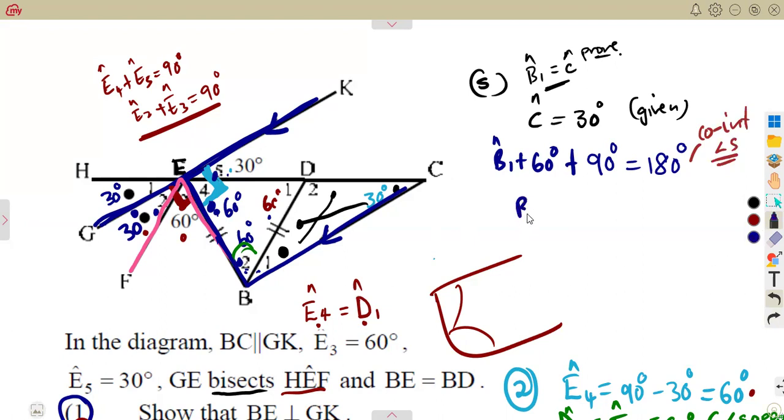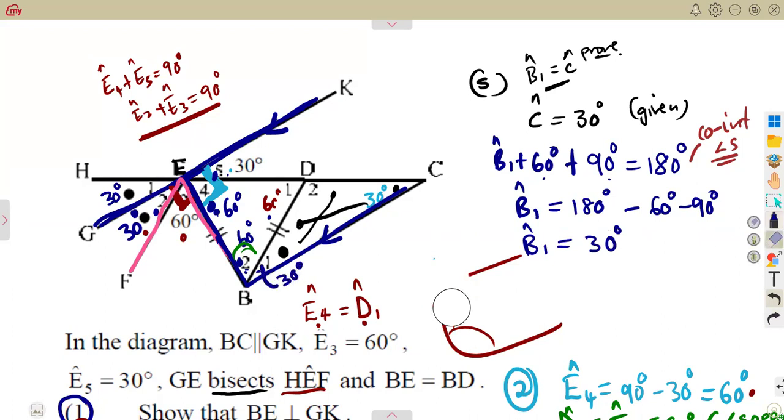So we can calculate B1 from there. Simply remove these from 180 degrees. So that's 180 minus the 60 and the 90. There we subtract 60, we subtract 90. That gives us angle B1, which is 30 degrees. So thus angle B1 is 30 degrees.